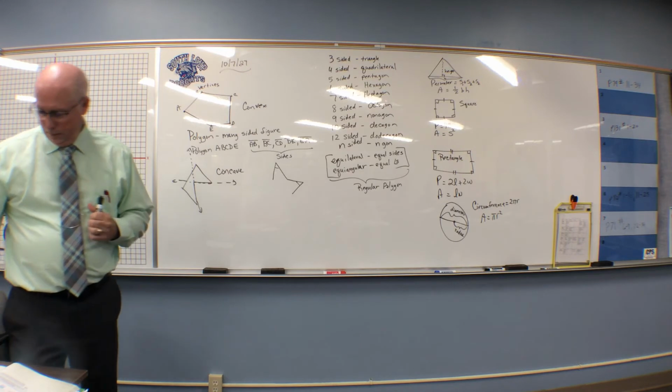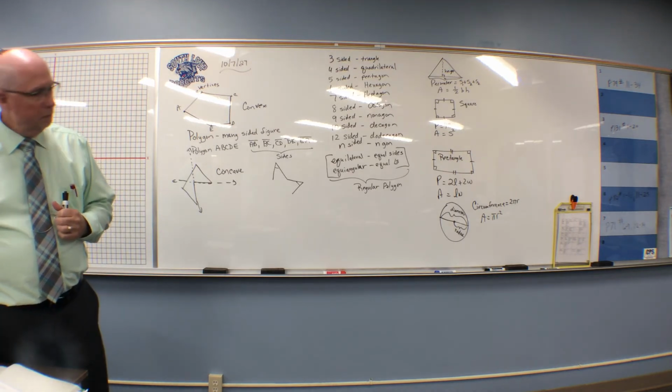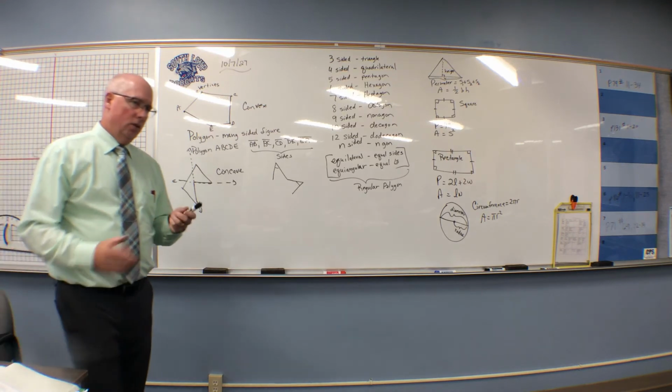Yes, sir? On your calculator, you take radius squared times pi, right? You take pi times the radius, and then square it.